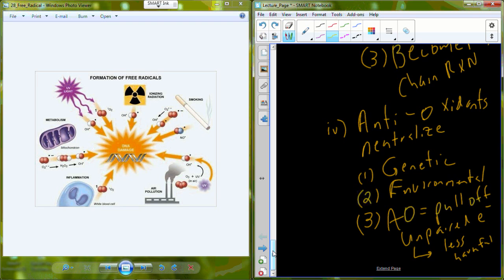Some of these things we can avoid. I mean, we don't have to smoke. We don't have to, well, for the most part, we can avoid air pollution unless we move to LA or a big city. Ionizing radiation, limit your exposure to x-rays and things like that. Don't go stand at night under the power lines and look up. So some of these you can definitely avoid or limit your exposure.